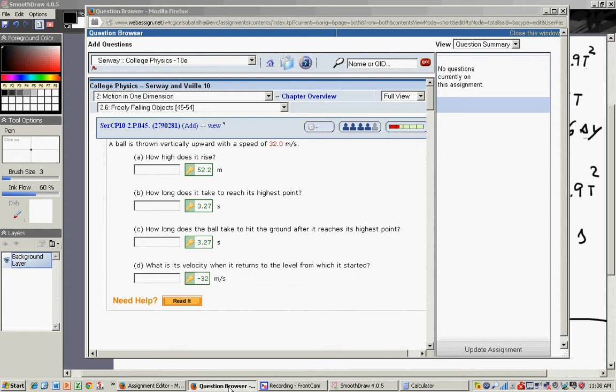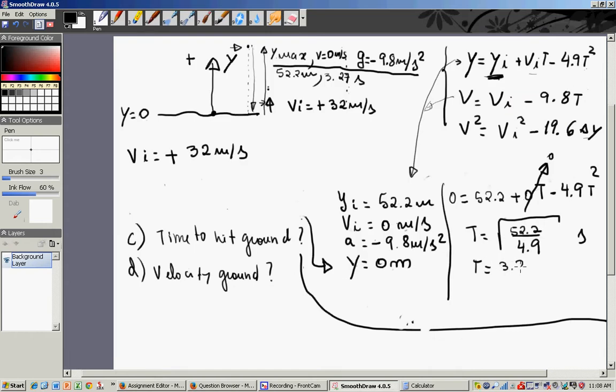And if you play your numbers correctly, the time is the same as you had before. So that was what? 3.27 seconds. So the time it takes the rock to go from ground to top part is the same time that it takes the rock to go from the top part down to the ground. It's the same one, as long as there is not air resistance.